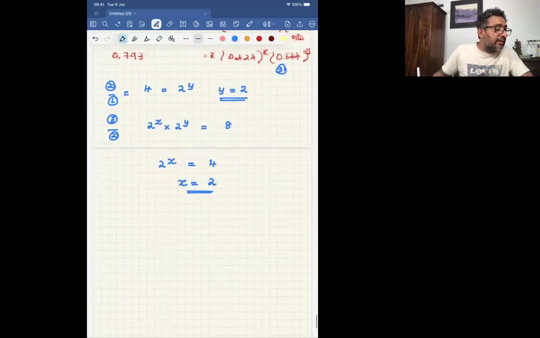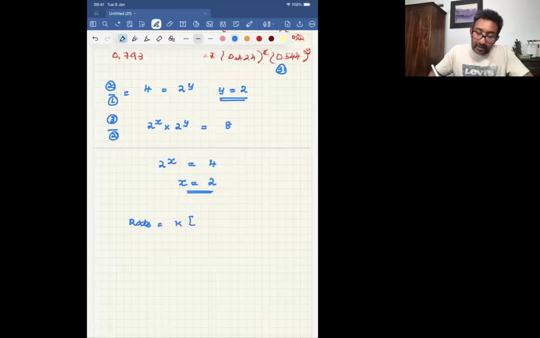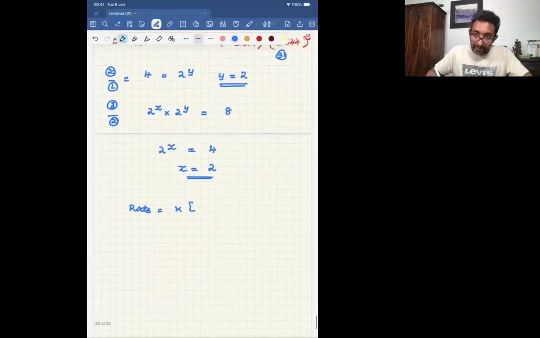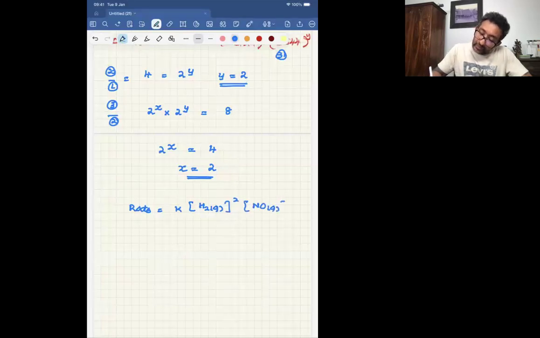Has anybody done it? You have to derive the rate equation. Rate is equal to k times hydrogen to the power x. Did you get that answer? Hydrogen to the power 2, NO gas to the power 2. Right, okay, so there are people confirming it. Now we'll substitute into the first one.